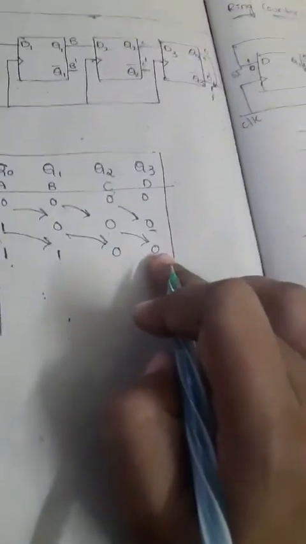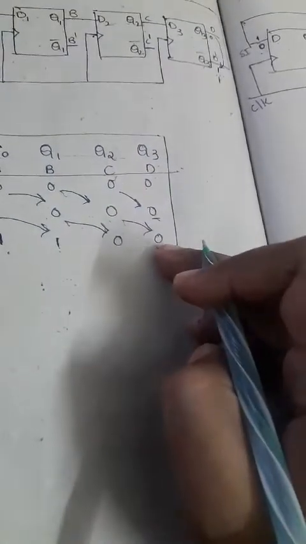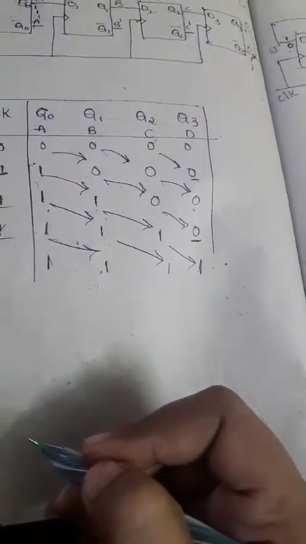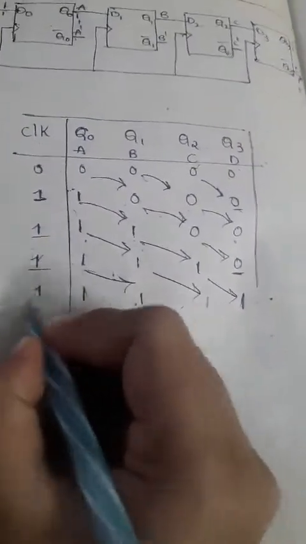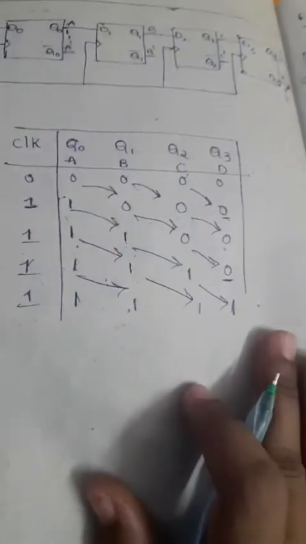Again apply the next clock pulse. Q3 value will be complemented. Q3 value is 0 now, and taking the complement gives 1. The remaining previous bits should be placed. Here, Q3 value is 0, so 0 complement we take as 1. So 1 here and 1 here. This is the 4 clock pulses represented.